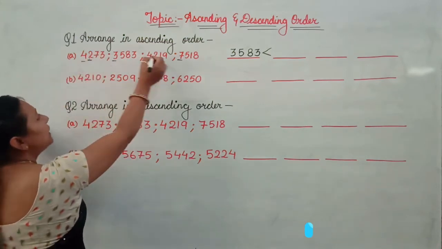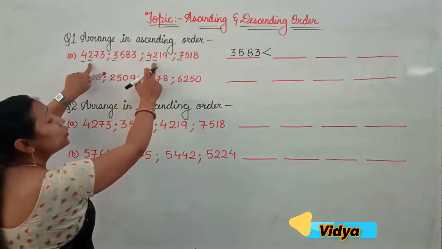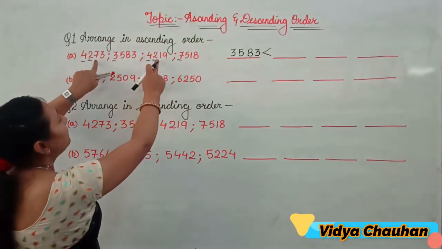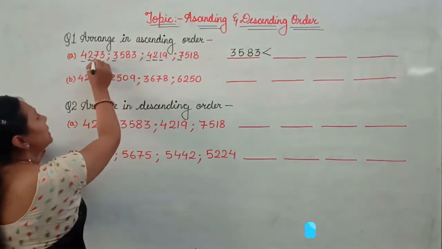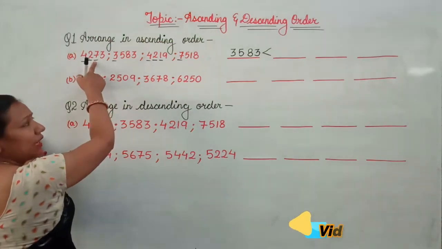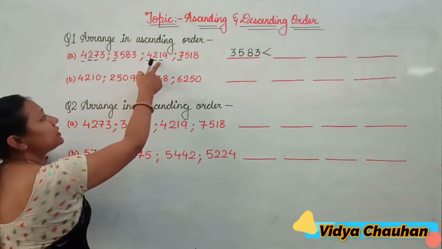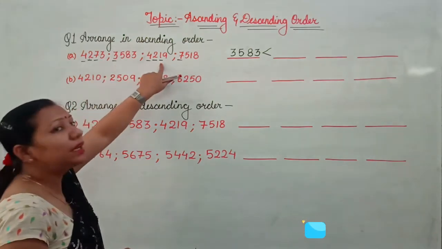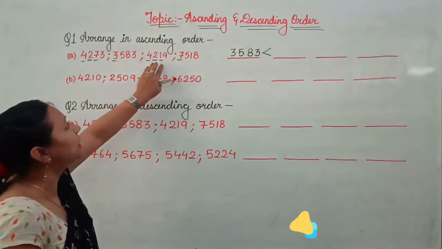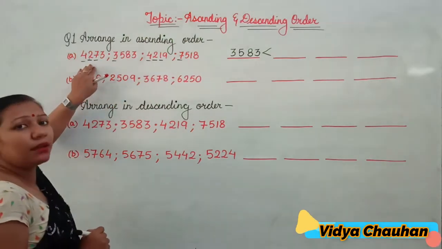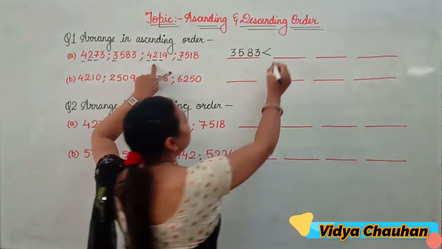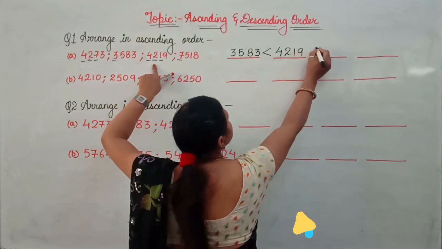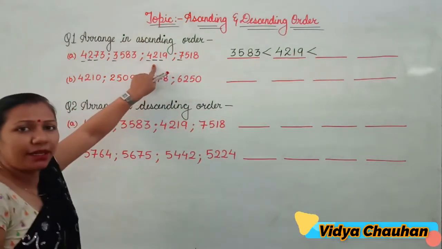If we compare the next place digit, it is 2 and 2 at the hundred place. Still it is equal. So comparing the next place digit, which is the tens place, here at the tens place we have 7, in the other number the tens place digit is 1. Which is the smaller one? Among 7 and 1, 1 is smaller. That means this complete number is also smaller than the first number. So which number will come next? 4219. Again put the sign of less than.